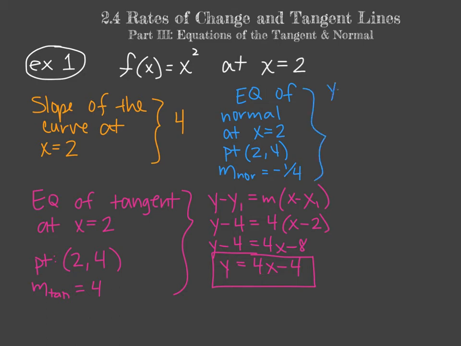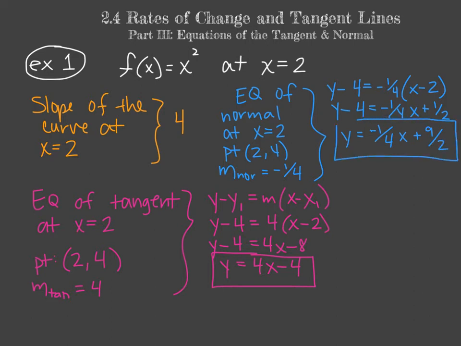Once again, we're going to use point slope form. So y minus 4 equals negative 1/4 times (x minus 2). When we multiply the negative 1/4 through, we'll have negative 1/4 x plus 1/2. Then we add 4 to both sides, which is adding 8/2, so we'll be left with 9/2 over here. And this is the equation of our normal line. Now I wrote that in decimal notation on Desmos because I think decimals are easier to input. So I inputted it in Desmos as negative 0.25x plus 4.5.